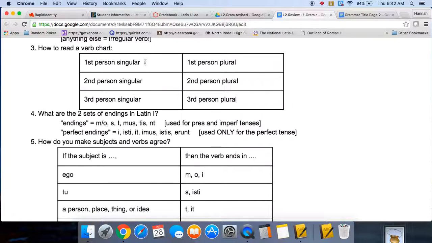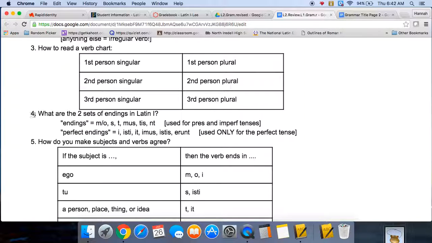Right, how to read a verb chart. I think I wrote in some information on the chart that you received under number 3. The first person singular means I. Second singular is you, third singular is he. First plural we, second plural you all, and third plural is they. I also wrote down the endings that you would expect to see in these.